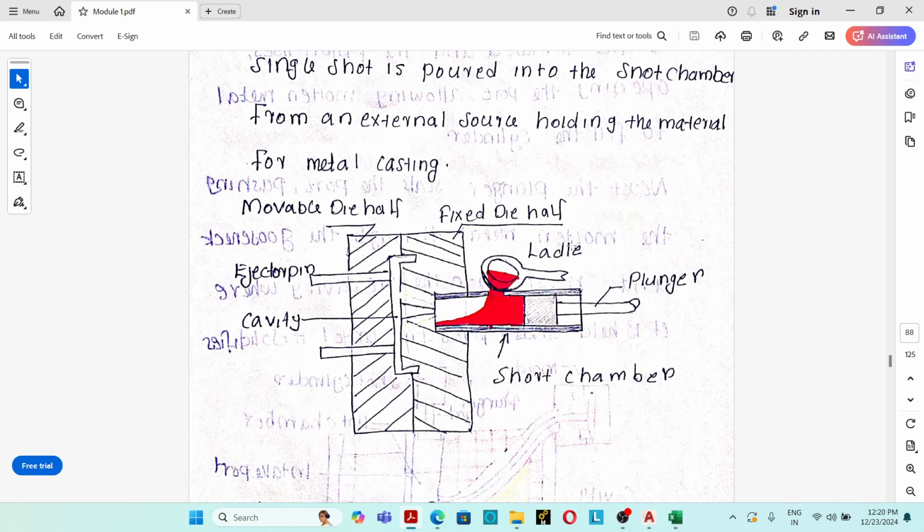Then solidification takes place. So in the cold chamber die casting process, the molten material is prepared separately in a furnace, and a fixed quantity is taken in a ladle and poured into the shot chamber. The plunger exerts a force over the molten material, and the molten material is injected into the mold cavity. After the casting has solidified, the mold opens and the component is ejected.